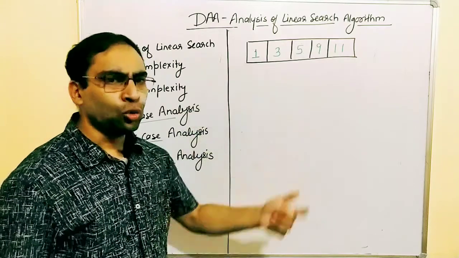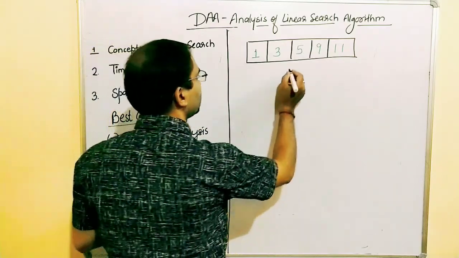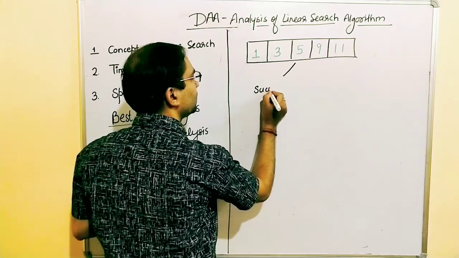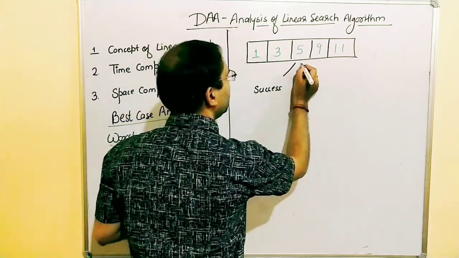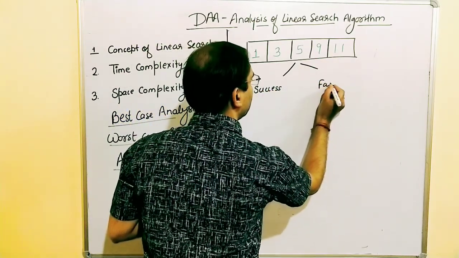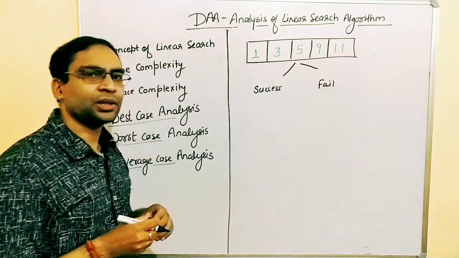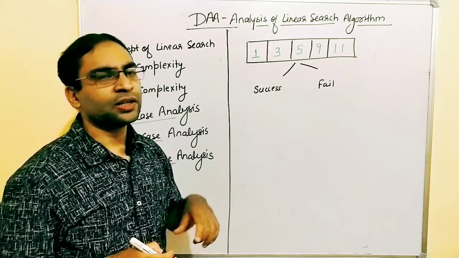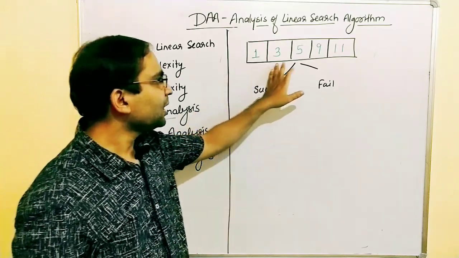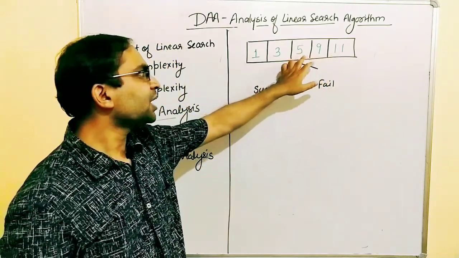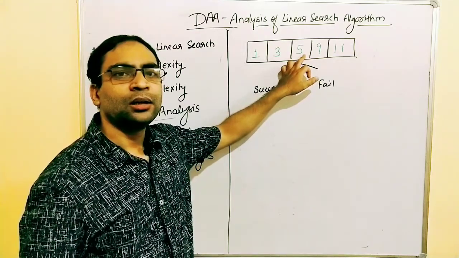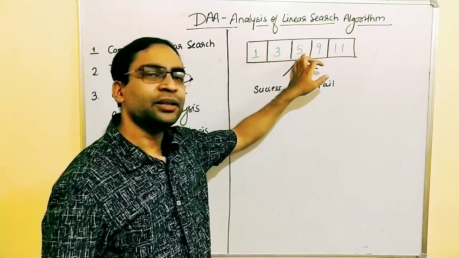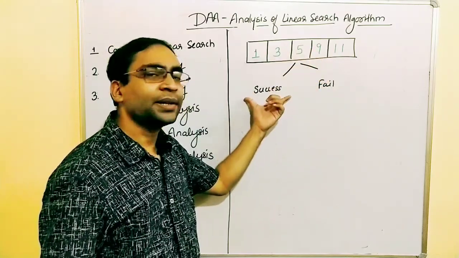So there could be two cases in this. Let's say if we search for an element, there could be two cases: one is success and the other is failure. What do we mean by success? Let's say we want to search for the element 5, and we find that element somewhere in this array. That means we find the element inside the array. That gives us the success case.